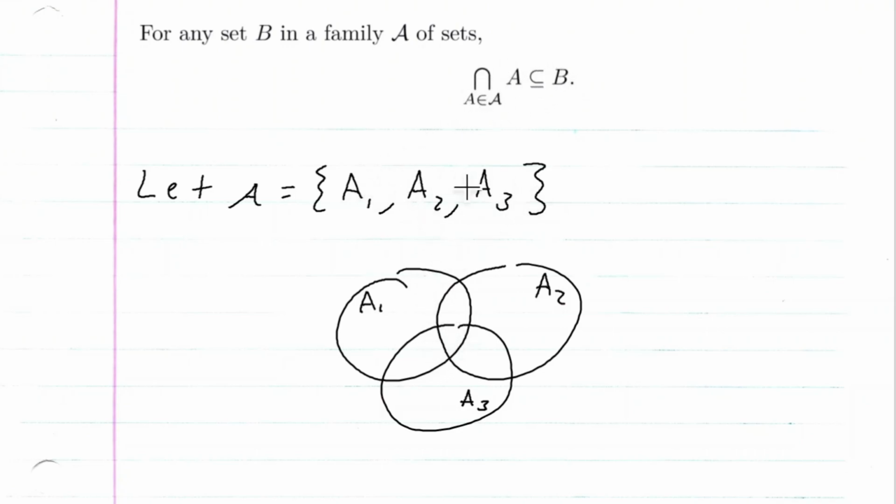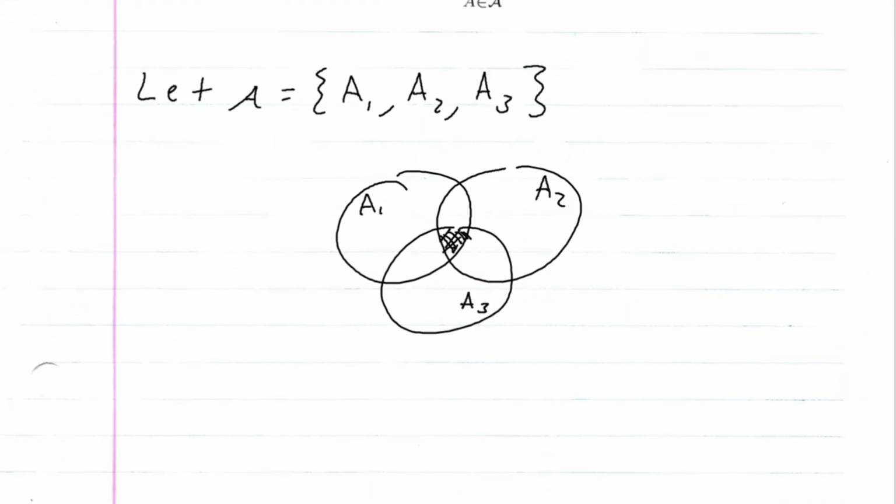So the intersection of all three of these is going to be right here. That's the intersection. And notice that intersection is a subset of A1, that intersection is a subset of A2, and that intersection is a subset of A3. So this intersection is a subset of every single one of these sets in the family. That's basically what this statement is saying. Okay, so let's go ahead and do the proof for this.